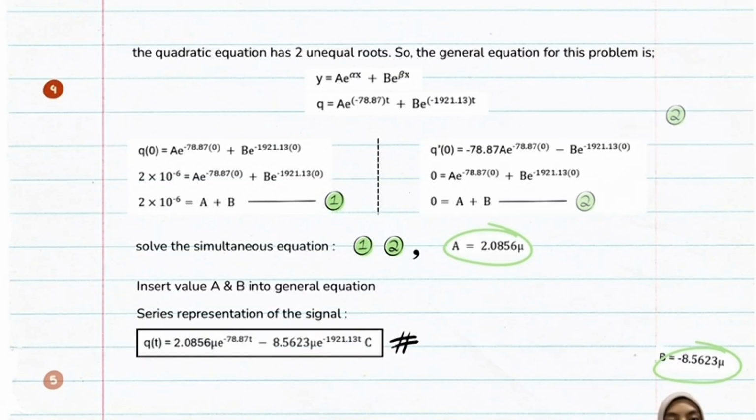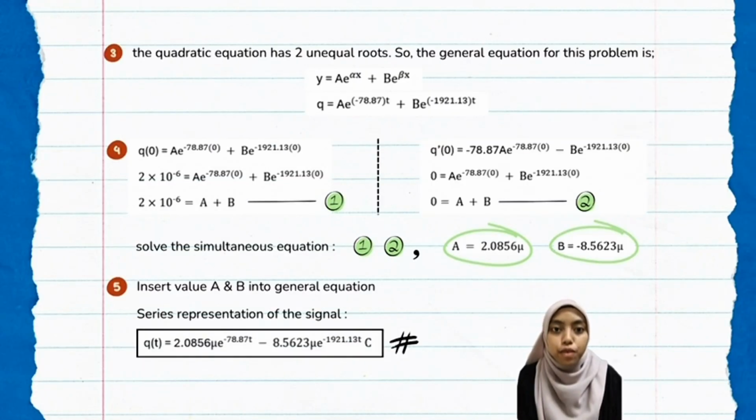Since there are distinct real roots, we will set up the general solution form. Next, we apply our initial conditions, which are initial charge Q naught equal to 10 to the power of negative 6 coulomb and initial current Q prime naught equal to 0. By solving these simultaneous linear algebraic equations, we find the constants A and B, which are approximately A equal to 2.0856 microcoulomb, and B equal to negative 8.5623 microcoulomb. Thus, our complete particular solution for the charge response is fully determined.